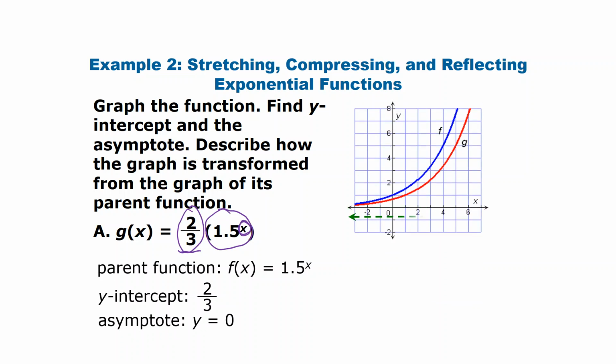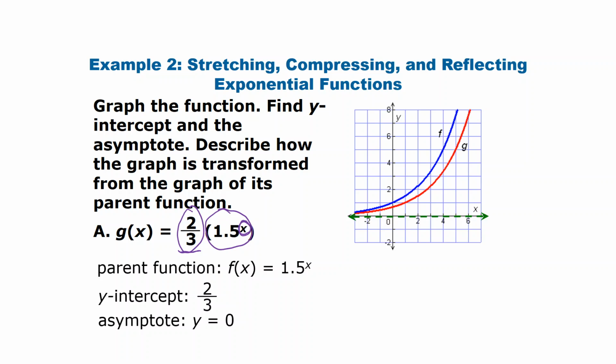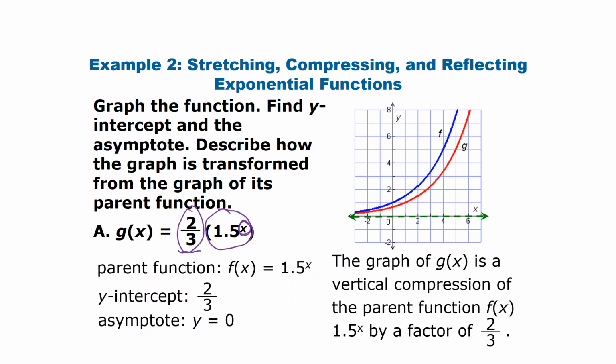Let's take a look at it. First of all, we see that the graph of g of x is the vertical compression, which is what we just said, of the parent function by a factor of 2/3. When we look at the graph, we can see that the asymptote is 0, because there was nothing vertically changed here, so the asymptote stays the same.